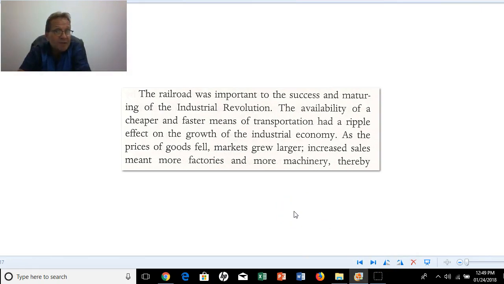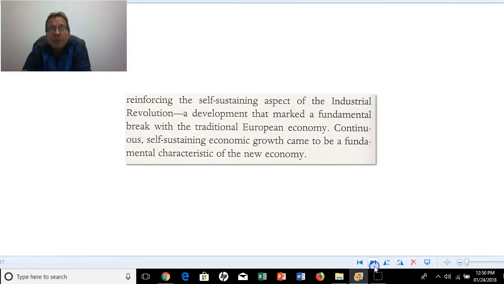And the railroad is very important to the success and the maturing of the Industrial Revolution. The availability of cheaper and faster means of transportation had a ripple effect on the growth of the industrial economy. As the prices of goods fell, markets grew larger, and increased sales meant more factories and more machinery, thereby reinforcing the self-sustaining aspect of the Industrial Revolution, a development that marked a fundamental break with the traditional European economy. And it seemed to be continuous, never-ending growth seems to be the new characteristic of this new economy. But as we'll see in the 20th century, and also in parts of the 19th century, these economies do not continually grow. There will be downturns.